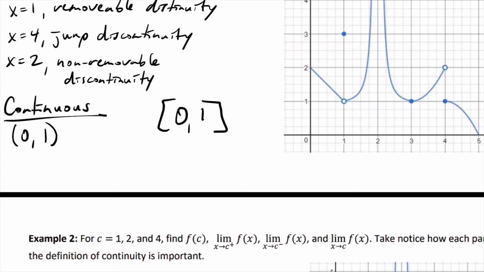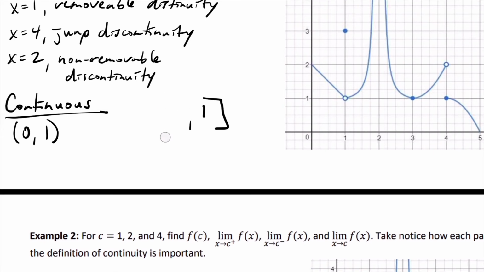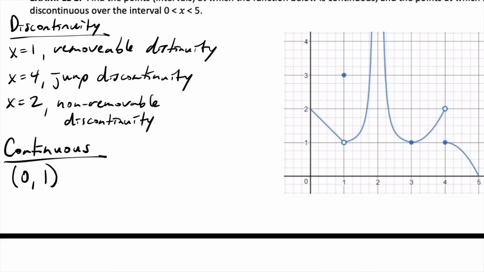There you go. Parentheses means everything in between 0 and 1, 0.00000000001 to 0.999999999. Brackets mean I want to include 0, include 1. Well, I don't want to include 0 or 1 because I don't know what happens before 0. And I know for a fact at 1 there is removable discontinuity. So that's why I put the parentheses. Okay? And then I use this little symbol here.